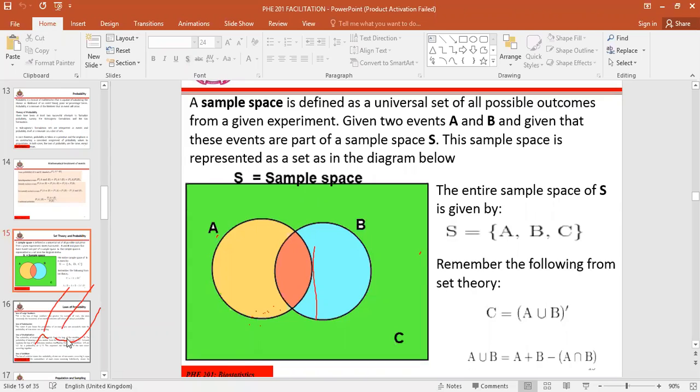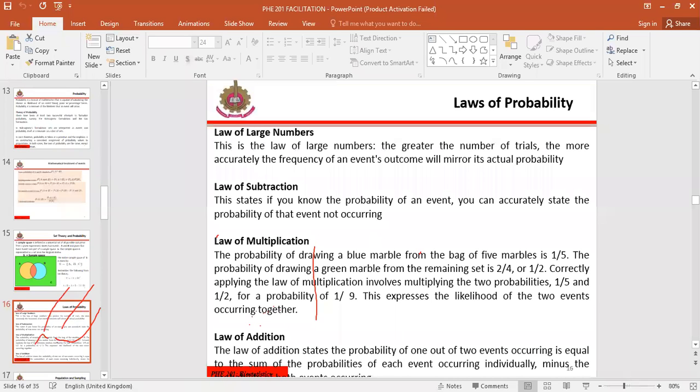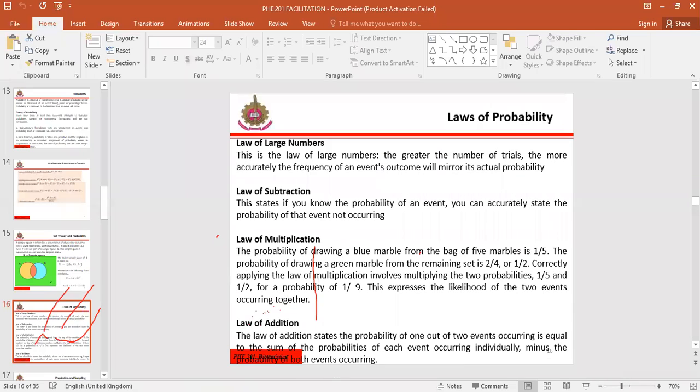Now, I will give you some laws, then we solve one or two examples to have a better understanding of what I'm saying. We have some laws of probability, just as we have here: the law of large numbers, the law of subtraction, the law of multiplication, and the law of addition of probabilities.